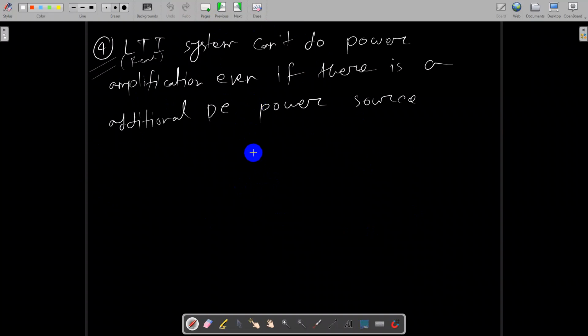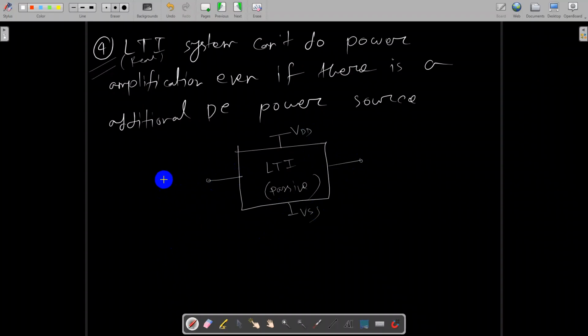Okay, suppose I have an LTI system. This is my LTI, linear time invariant, and this is passive. This is the VDD, which will act as a source, and this is our sink, which is VSS. This is the terminal. This is another terminal.